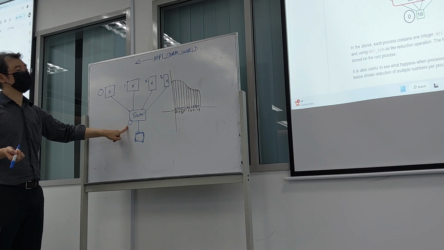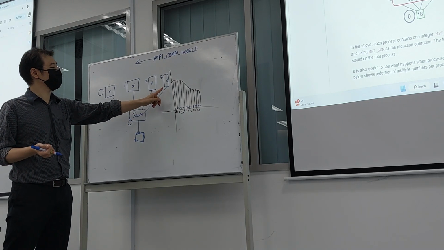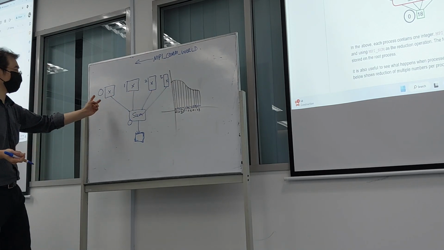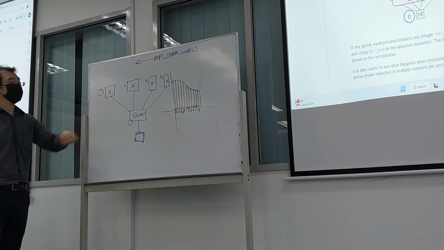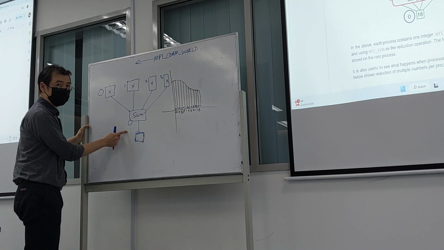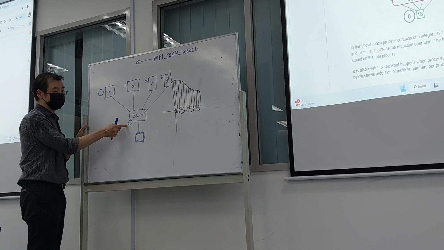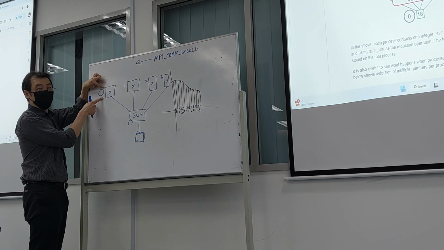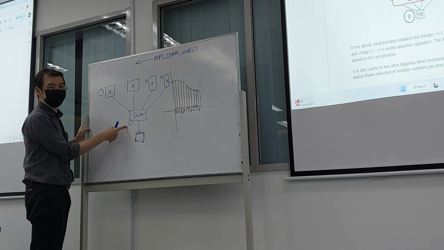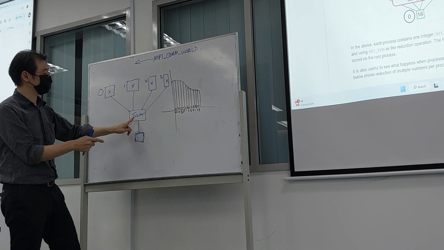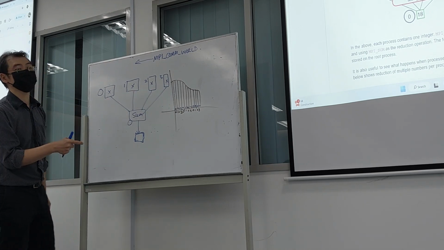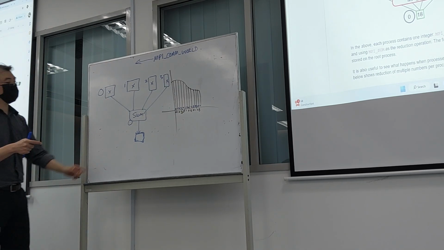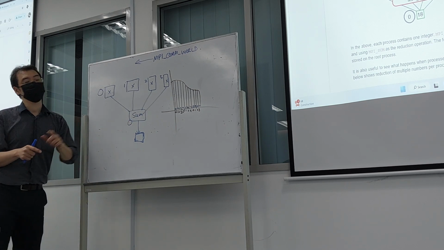Because we cannot assume that when we start, we will start with any number, right? But we must have at least one process, and that process is 0. So we choose root to be 0. So this 0 actually has to work also. It's actually a worker, but it itself is also the last person to sum all of them, or reduce them to one result. So we're going to assign this as root.